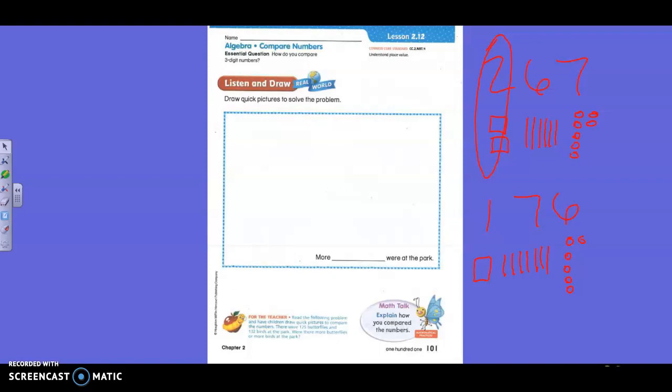Let's do another problem. Here's the story problem for today. Okay. There were 125 butterflies and 132 birds at the park. Were there more butterflies or more birds? 125, 132. Okay. So, drawing this quick picture.